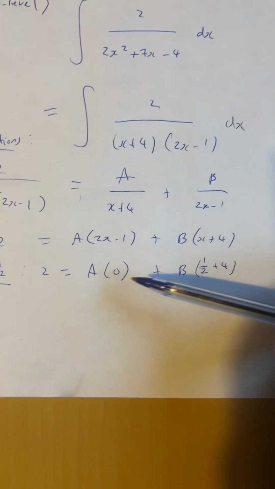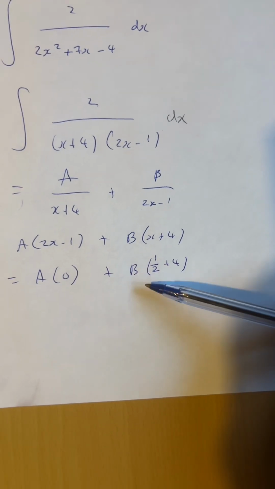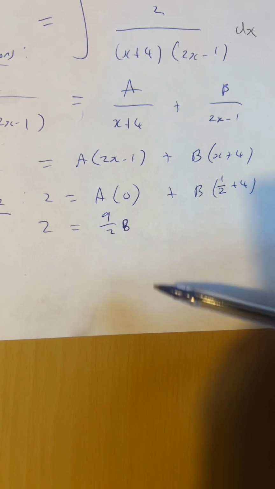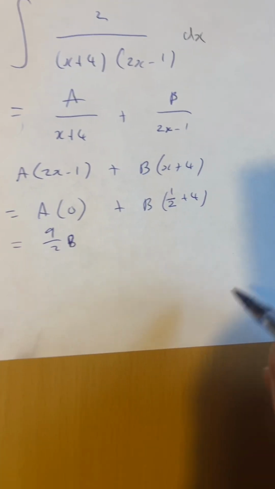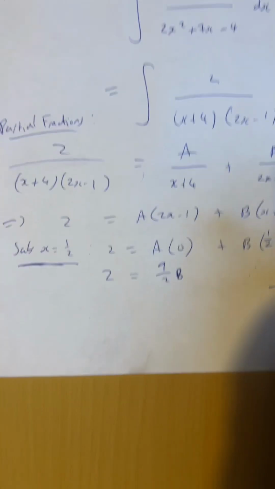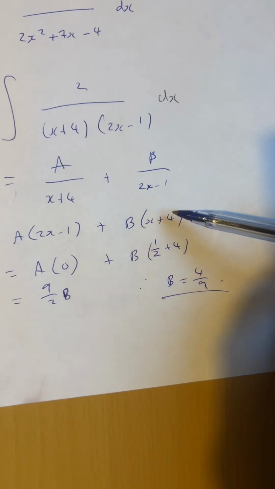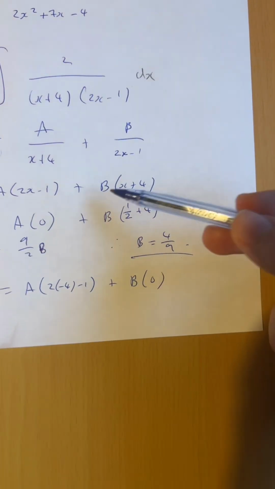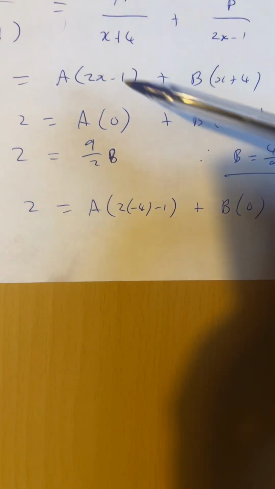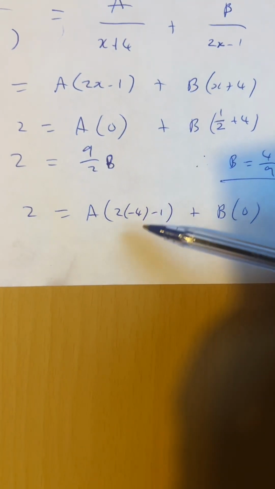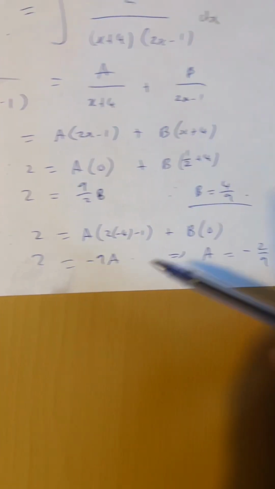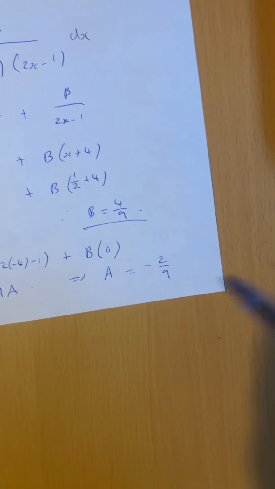So 2 will be equal to 0 plus B times 4 plus a half, which is 4.5, which is 9 over 2. So 2 is equal to 9 over 2 B, times both sides by 2, divide by 9. B is going to be 4 over 9. Now what we can do is plug in x equals minus 4. That's going to wipe out this term, and we'll do the same thing again. So now we get B times 0 there. And then here we've got 2 times minus 4 minus 1. That's going to give us minus 9 there. And so that means 2 is equal to minus 9A. So A is equal to minus 2 over 9.